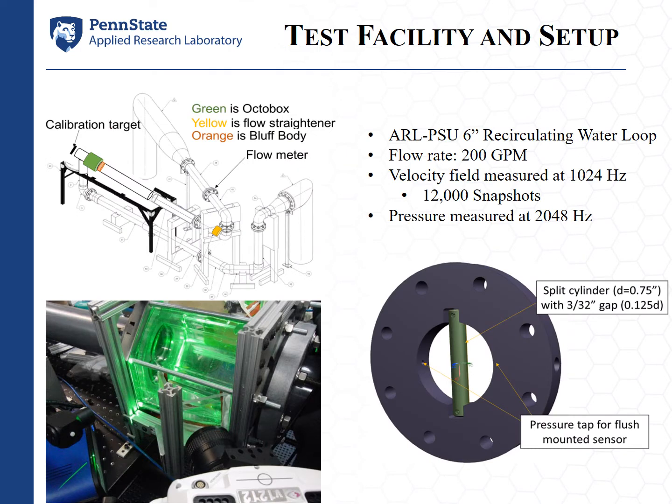The measurements we'll present here today were performed in the ARL PSU 6-inch recirculating water loop, shown in a schematic in the top left here, where we have highlighted in green what we call the octobox, which is our measurement station. Highlighted in orange is a bluff body that we use to disturb the flow, and basically that serves as our acoustic source for this case. And then further upstream we have highlighted in yellow a flow straightener.